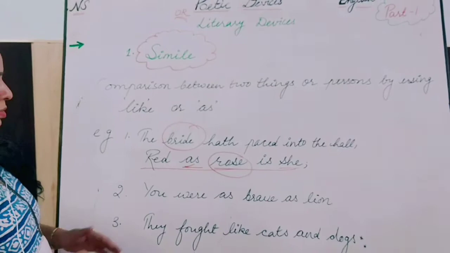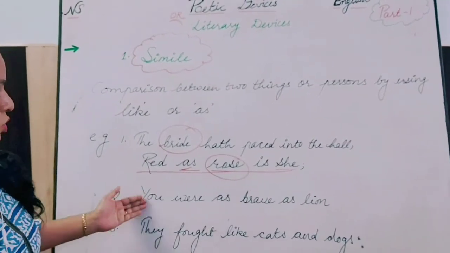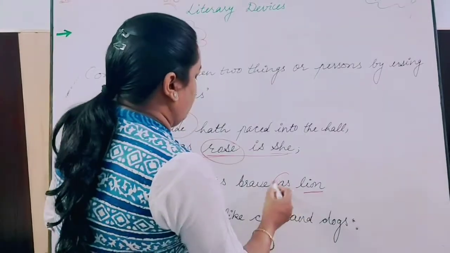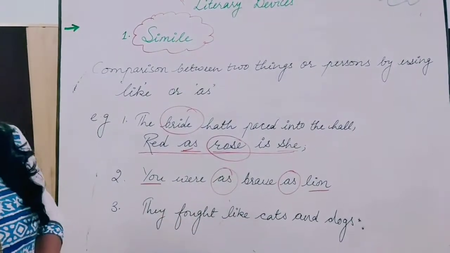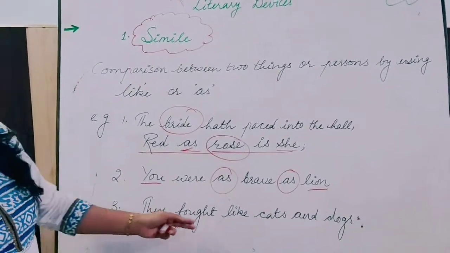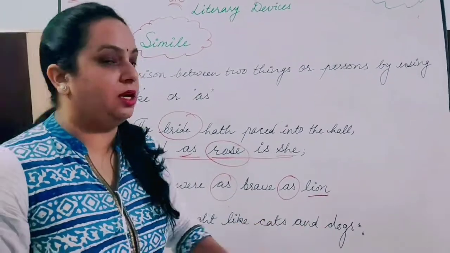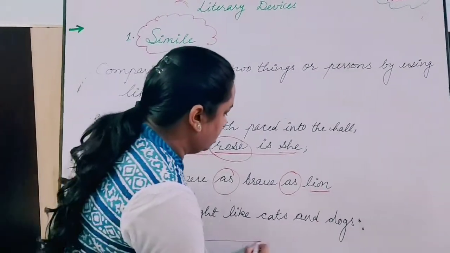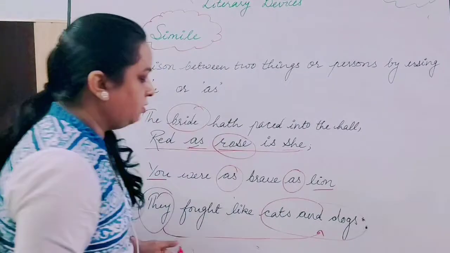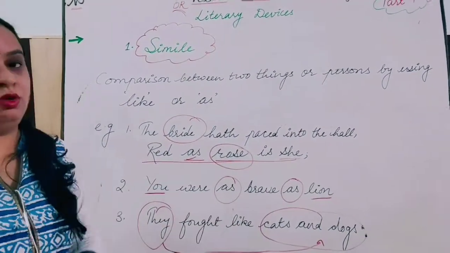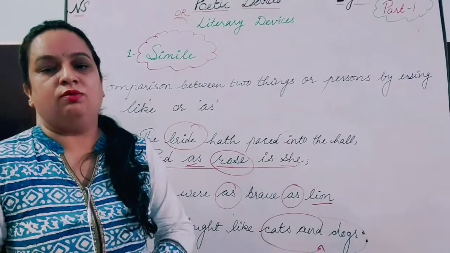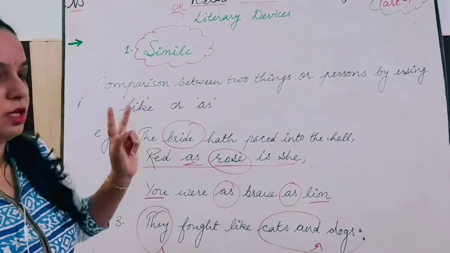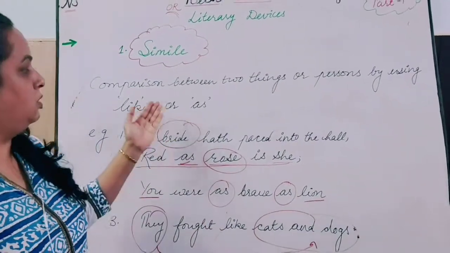Let's see one more example. You were as brave as a lion. So you were as brave as a lion means you have been compared with a lion, because the word as is being used here. Third one: they fought like cats and dogs. Here they are compared with cats and dogs, because I have used like here. So you have to keep in mind always, when you find a simile somewhere in literature, that it should be a comparison of two unlike things with the words as and like.